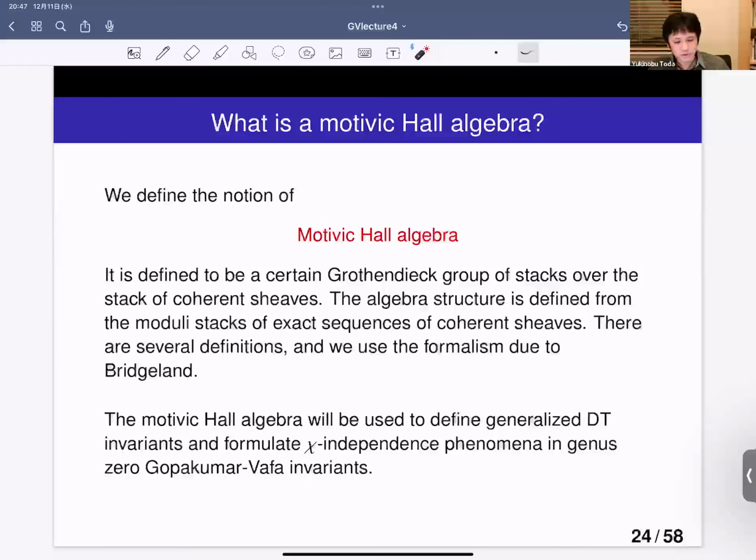Now I'm going to explain about the motivic Hall algebra. It is defined to be a certain Grothendieck group of stacks over the stack of coherent sheaves. This algebra is defined using the moduli stack of exact sequences of coherent sheaves. So roughly speaking, this algebra structure keeps track of the abelian category structure of the category of coherent sheaves. There are several formalisms of defining it, and in this lecture I use the formalism developed by Bridgeland.